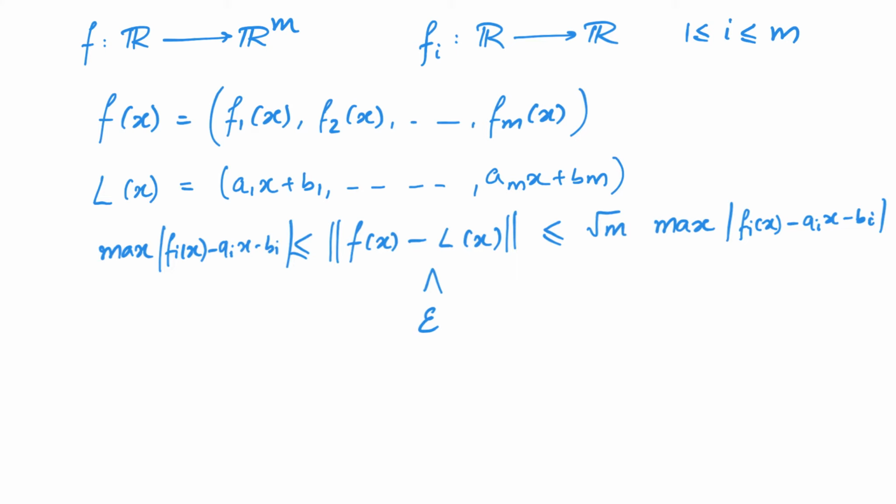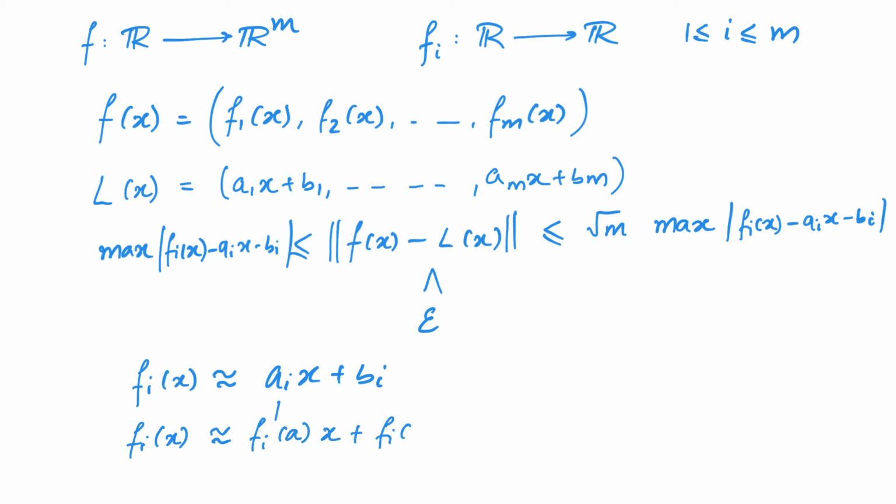Thus, if the function li defined as li of x is equal to aix plus bi is a good approximation of fi, then L is a good approximation of f. And we already know how to approximate fi. Fi can be approximated as fi of x is roughly equal to fi dash of a times x plus fi of a. We can ensure that this approximation is as good as we want by ensuring that x is sufficiently close to a.